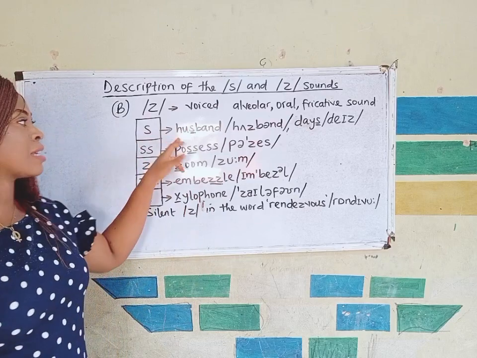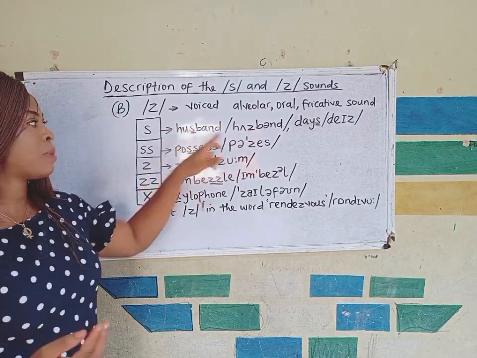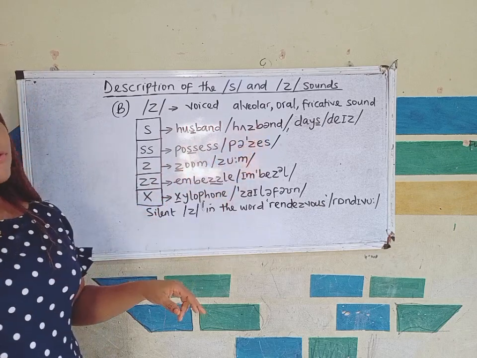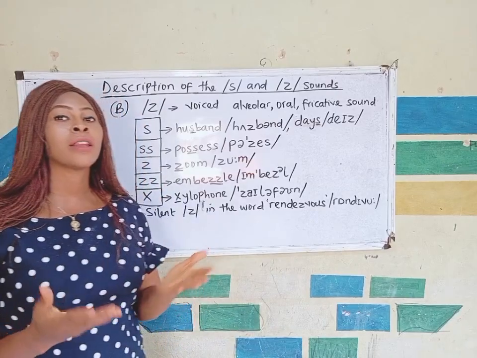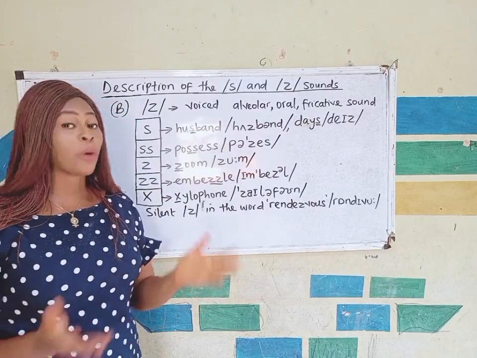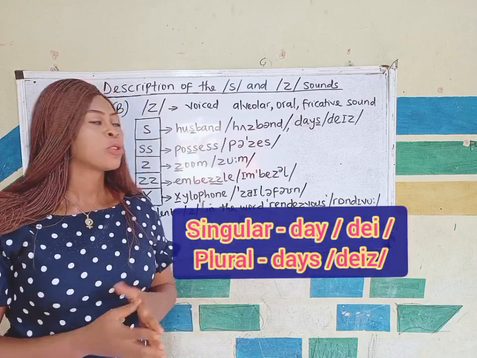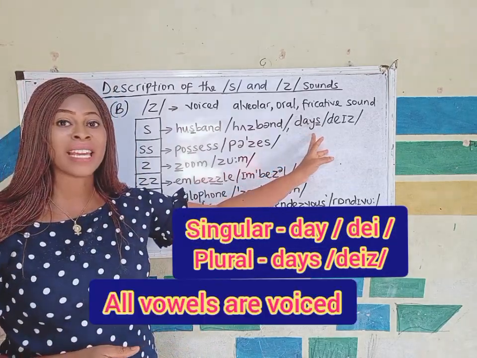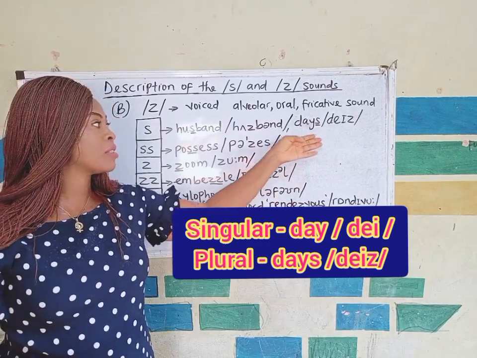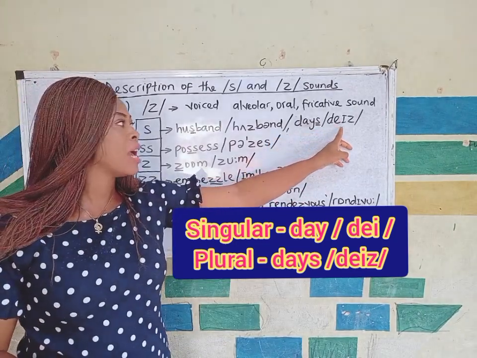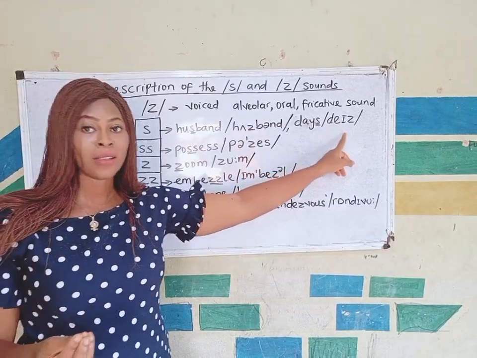So we have it as in husband, not husband. Husband. And then we find this letter S sounding as Z in the plural form of words that are ending in a voiced sound. So let's look at this word. We have the word days. All vowels are voiced. And so when we find days, the A is voiced, and so the S will be produced as Z.